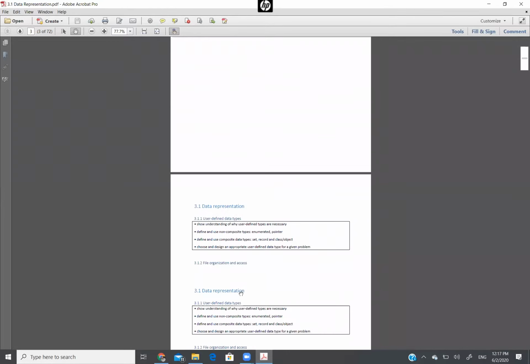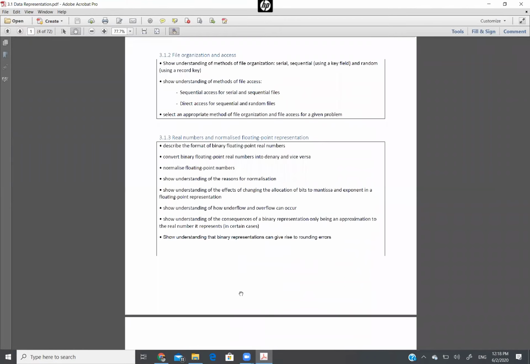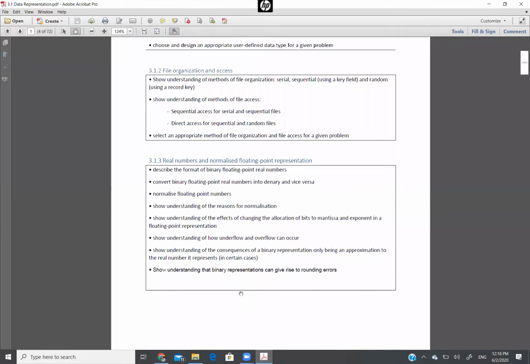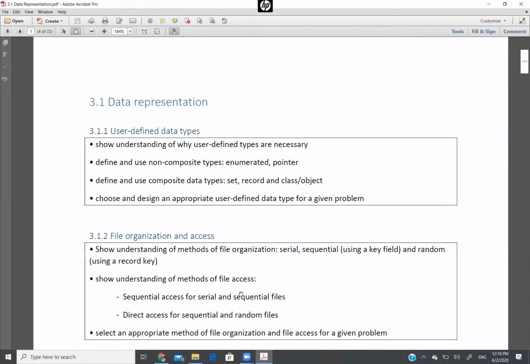So 3.1, paper 3, A2. Welcome to A2. And the first chapter is data representation. We already know what data representation means. What does it mean? Anybody?